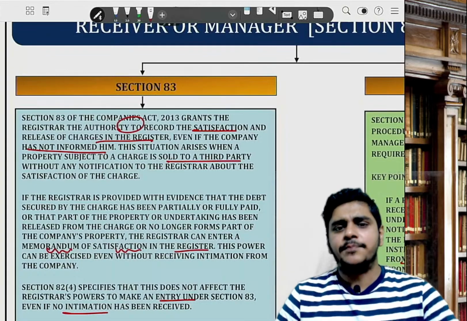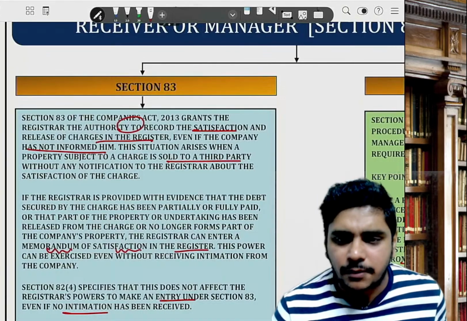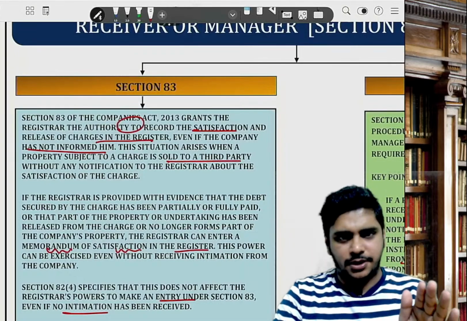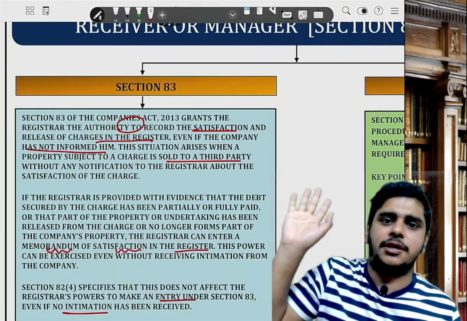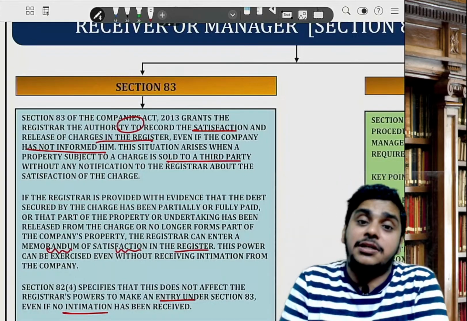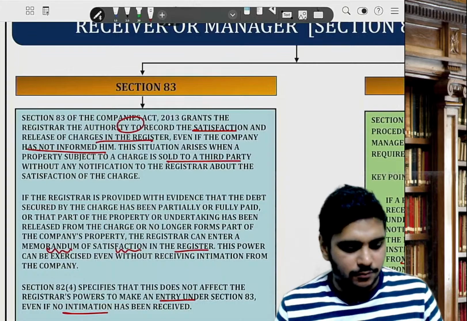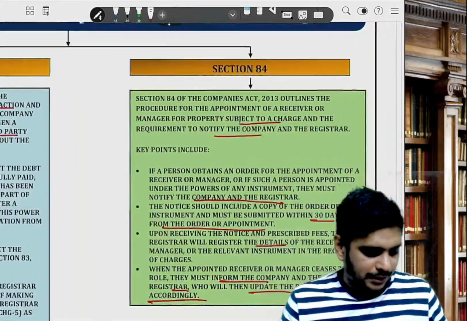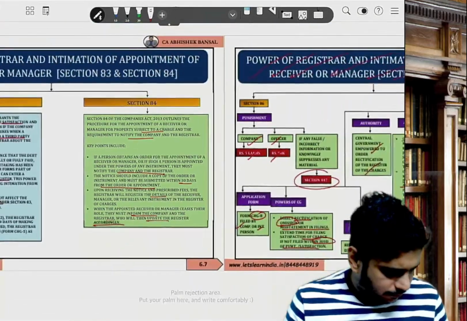Either the charge holder or the purchaser. Somebody must have informed them. So it's a direct theory answer; whatever pointers we have written are correct. Either the purchaser or the charge holder will do it, but ROC has to register the satisfaction. Certificate will come in CHG5 only. The procedure is the same; they will also apply in CHG4 and the certificate will come in CHG5. Same form numbers. So it's the power of ROC. Then the next section number is 84.